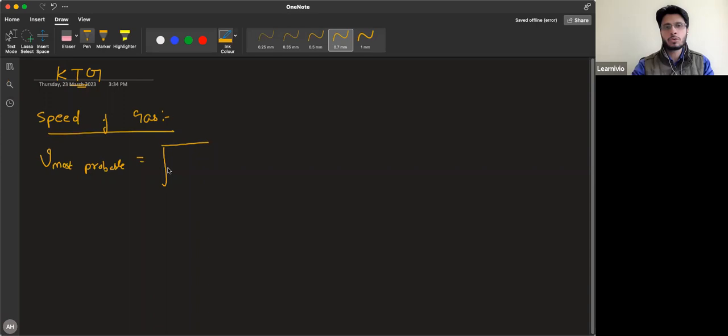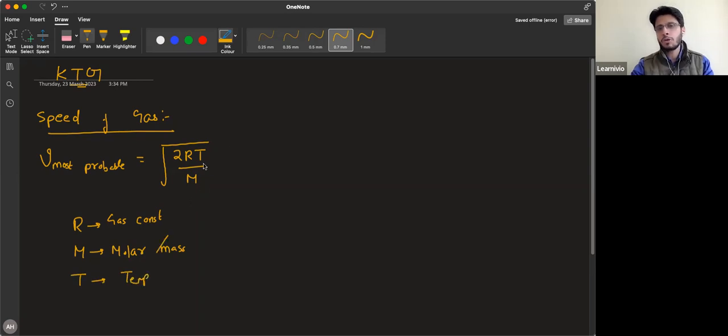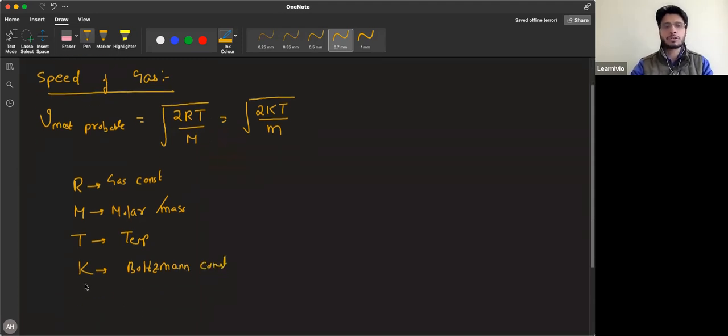The most probable speed is root over 2RT by M, where R is the gas constant, capital M is the molar mass, meaning the mass of 1 mole, and T is the temperature. If you want, you can convert this in terms of the mass of a single molecule. When you convert it, it comes out to be root over 2kT by small m, where k is the Boltzmann constant. The Boltzmann constant is usually written as k with a B in the subscript, and it is the gas constant divided by Avogadro's number.